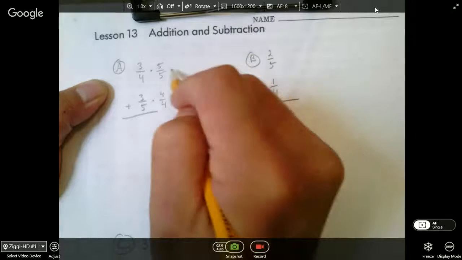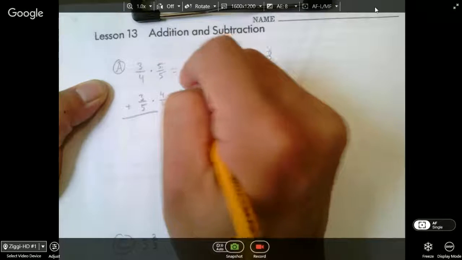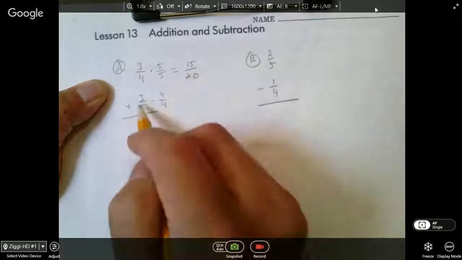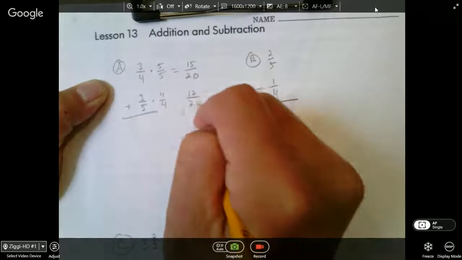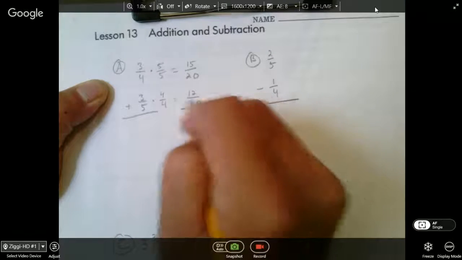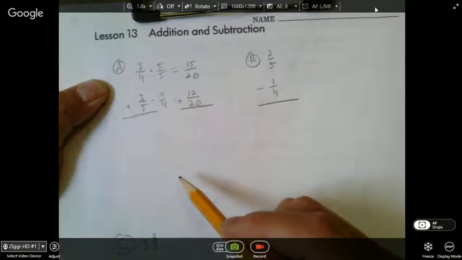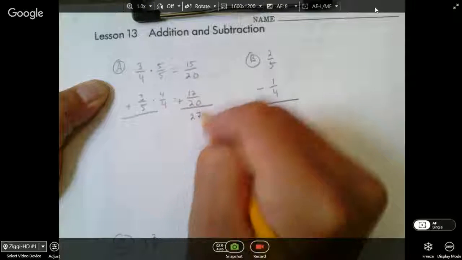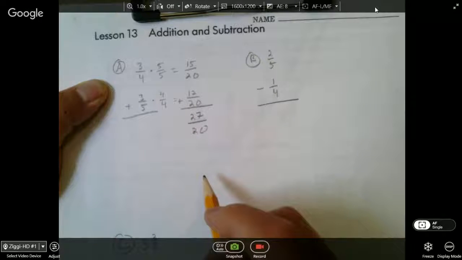So what happens now is we get this. 3 times 5 is 15. 4 times 5 is 20. Right? And now 3 times 4 is 12. 5 times 4 is 20. Okay, so we're adding these two. So now notice we have a common denominator now. Right? So 15 plus 12 is 27. And we have the 20 as our denominator.